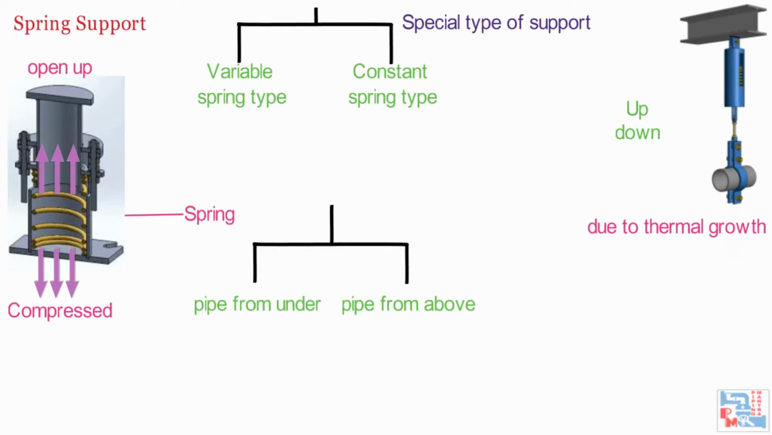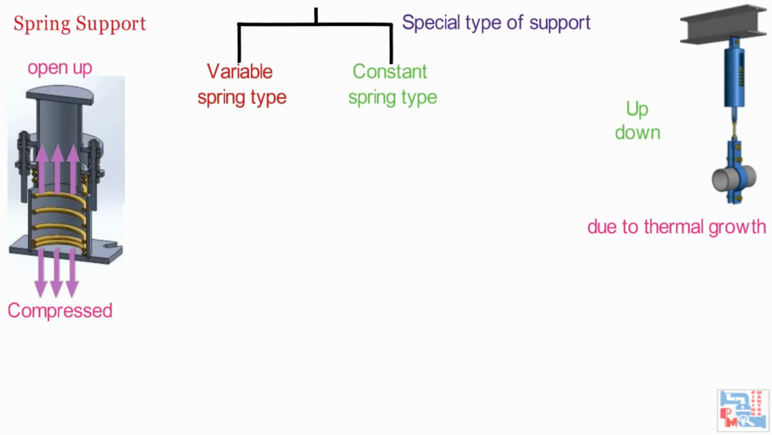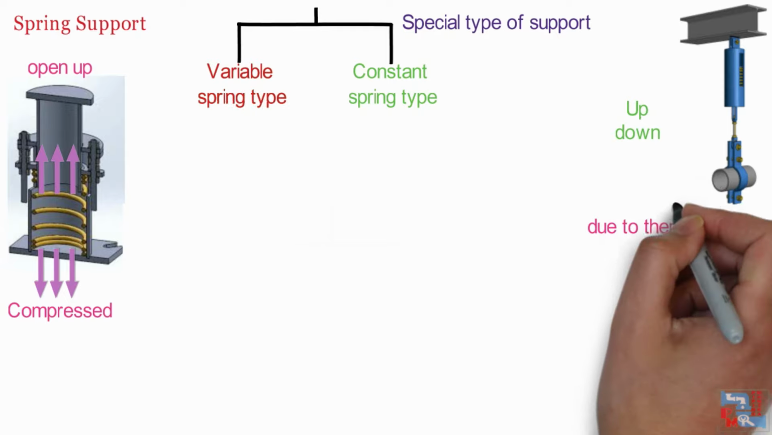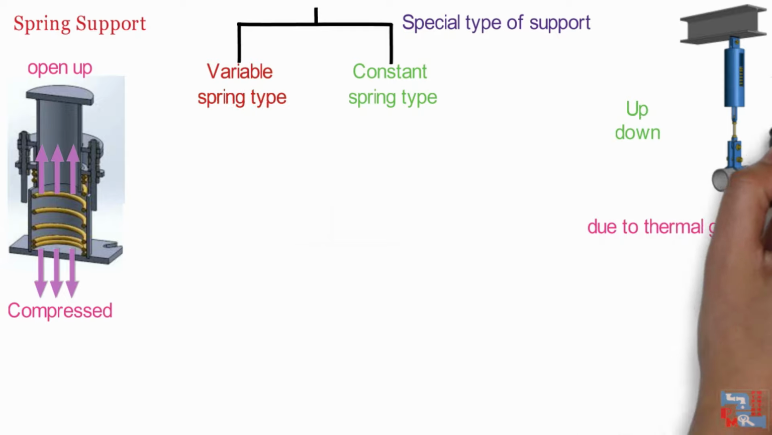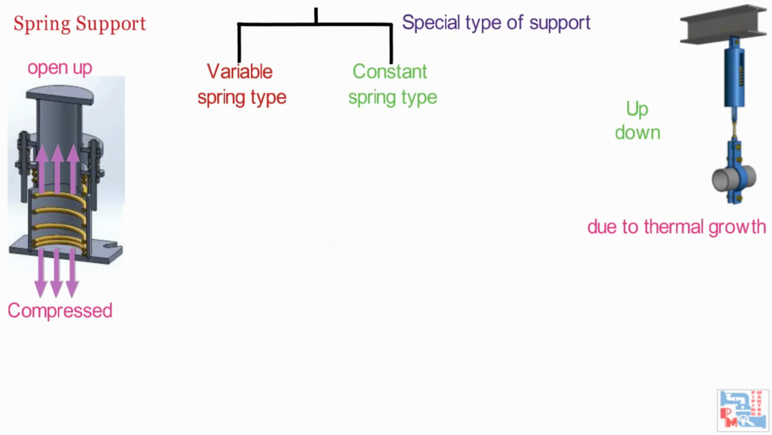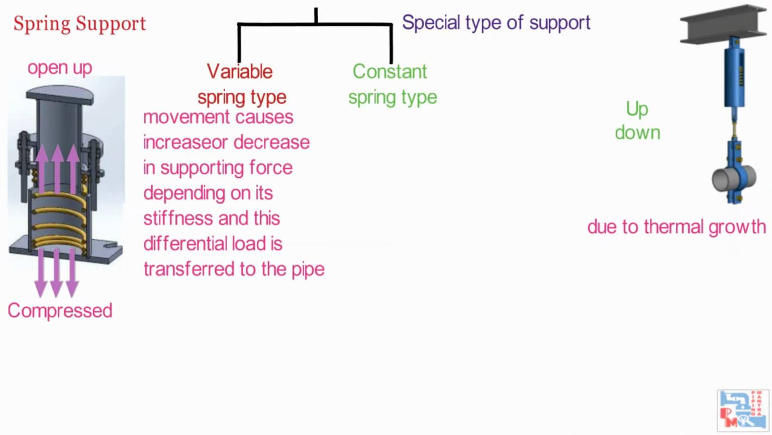Now let's discuss variable and constant spring supports. First is variable spring support. This basically consists of a spring which can get compressed or expanded according to thermal expansion. However, this movement causes an increase or decrease in supporting force depending on its stiffness, and this differential load is transferred to the pipe, but this is much less than it would be with a rigid support or rigid hanger. Variable spring supports are further classified as hanger type or bottom support type.